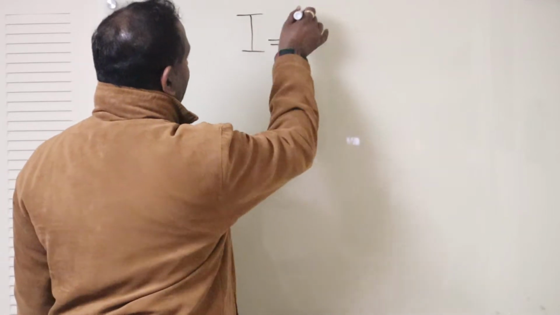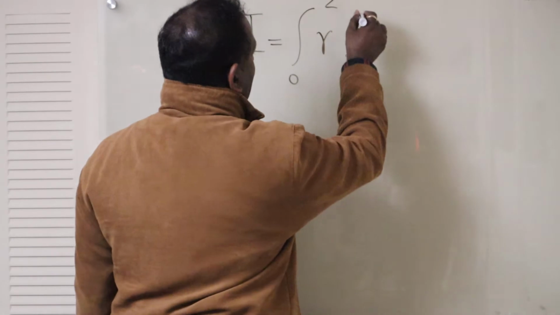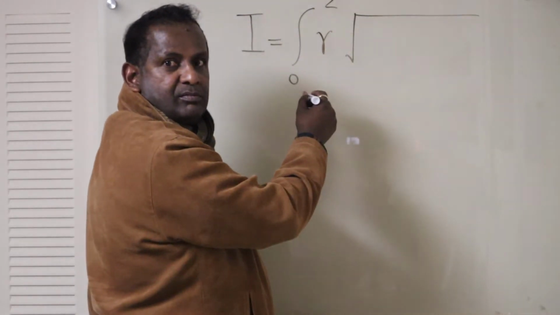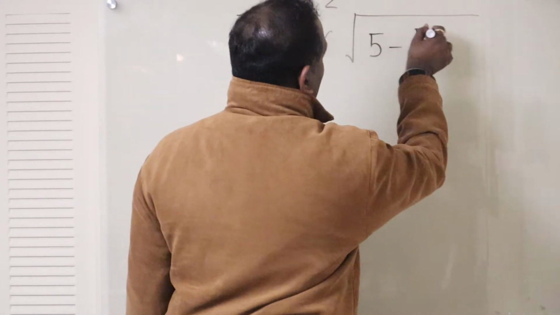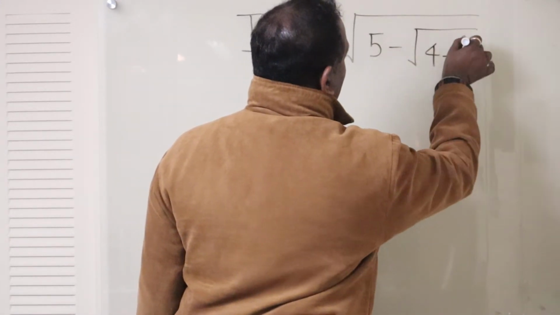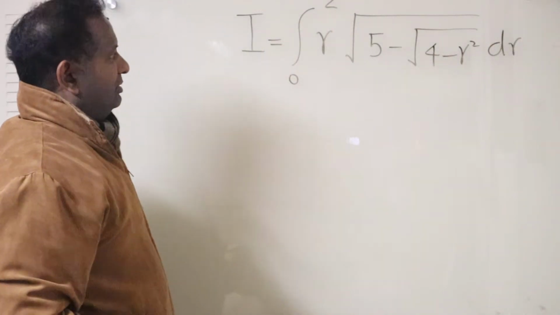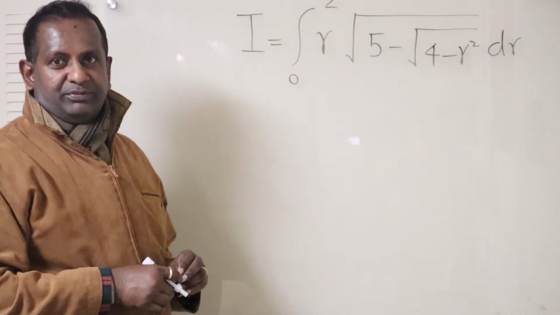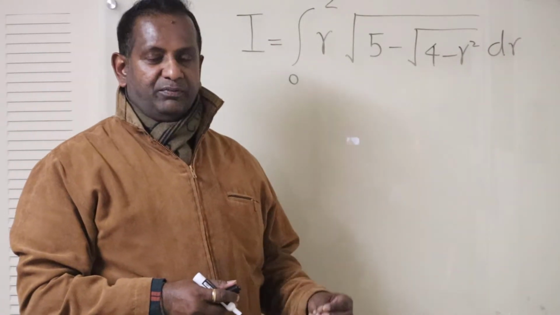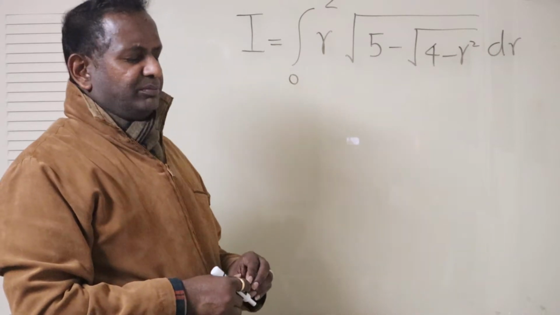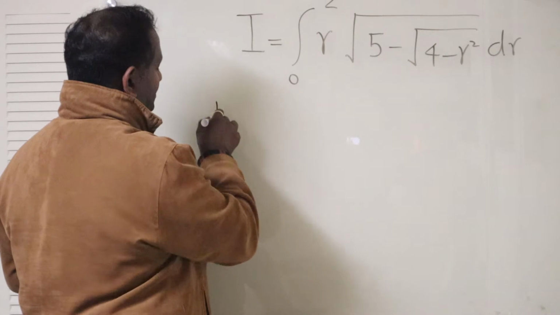I equals the integral from 0 to 2 of r times the square root of 5 minus the square root of 4 minus r squared, dr. Very complicated. For sure, we have to use u-substitution, or change of variables. Use substitution, change of variables, that's the same thing. Okay, let's look at what kind of substitution we can use.